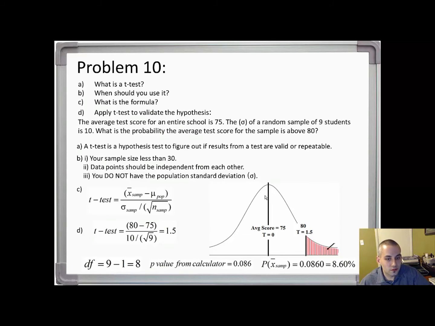So to calculate the p-value, we need to calculate the degrees of freedom, which is the sample minus 1. It's 8. Okay, so from here, to go from a t-test value to a p-value, you can either use tables, or you can go online and search for a p-value calculator for T-test. In my case, I just used a calculator, calculated 0.86 or 8.6%.